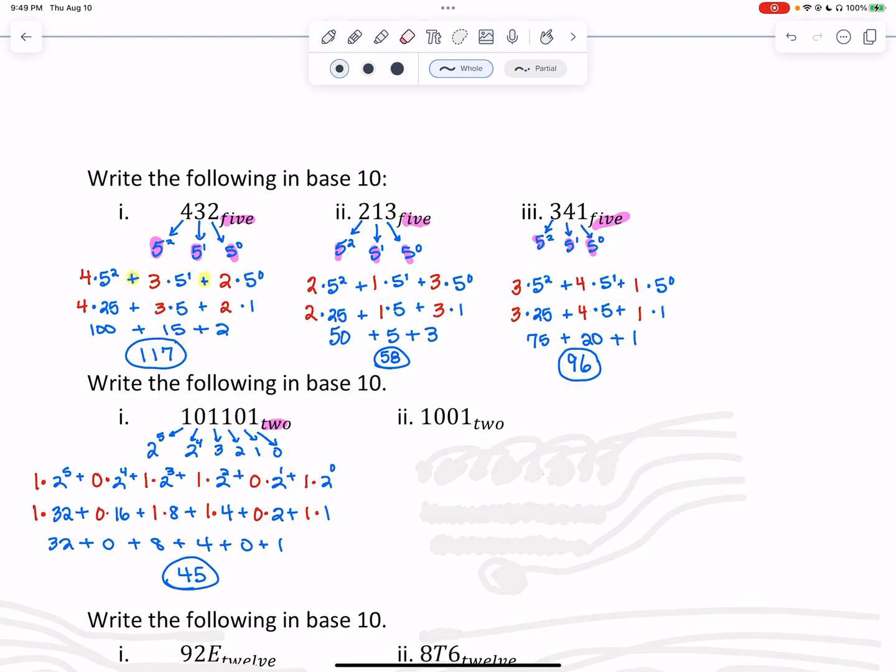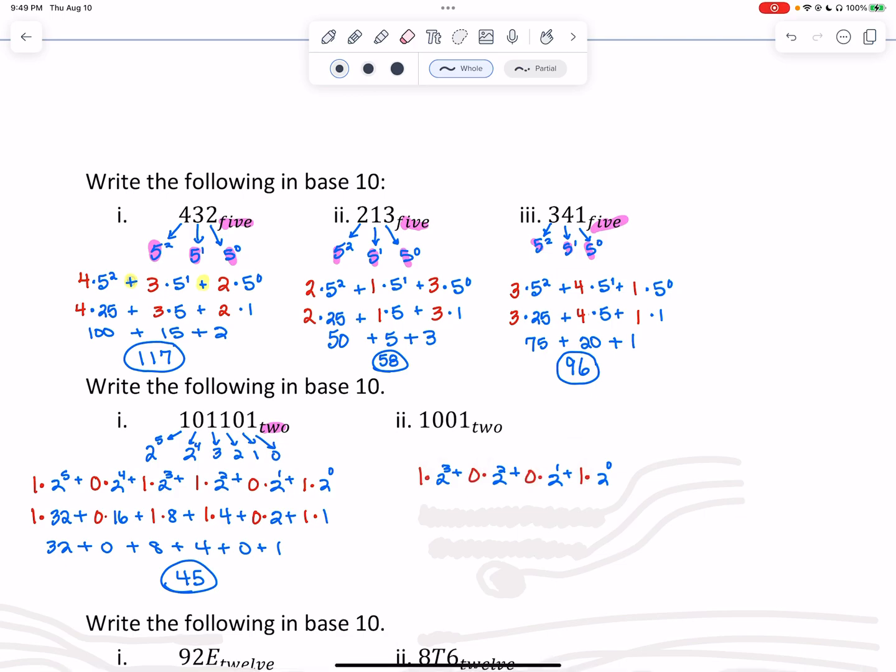Okay, got just a few more. I'm still in base 2, so I'm still going to be using 2 to the 3rd, 2 to the 2nd, 2 to the 1st, 2 to the 0. Now, easy, you can go back and say, okay, that's 0, that's 1, that's 2, that's 3. You can also say, I've got 1, 2, 3, 4 places, so I'm going to have 2 to the 3rd. So either way, it doesn't really matter how you do it.